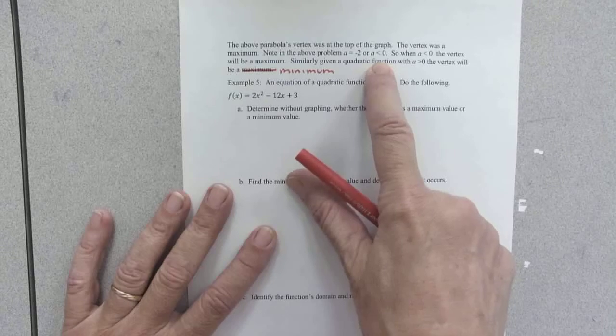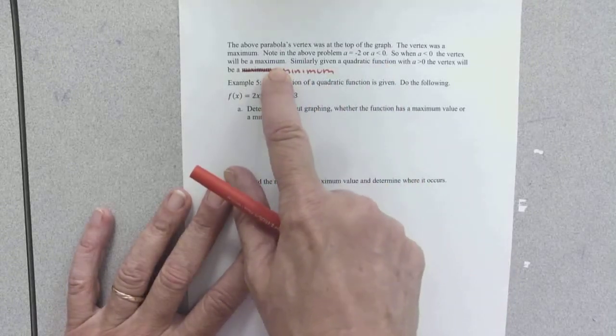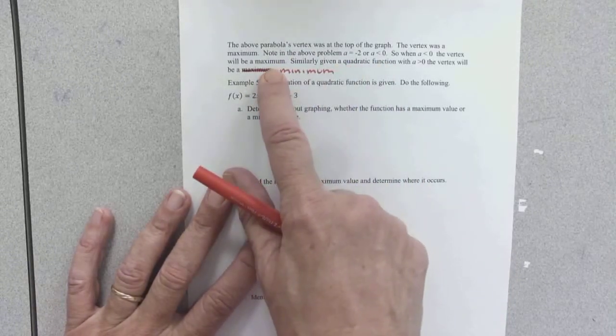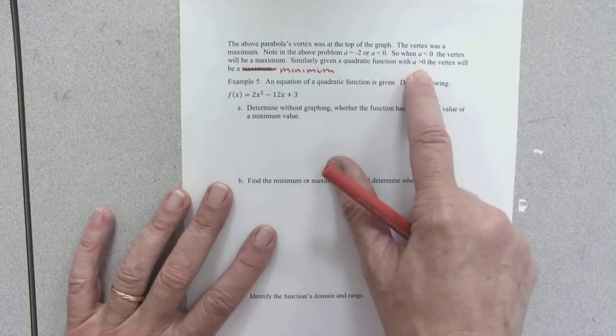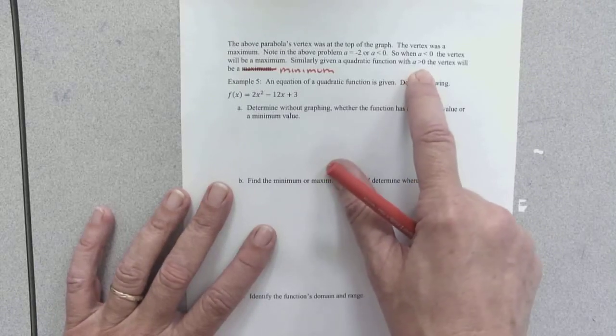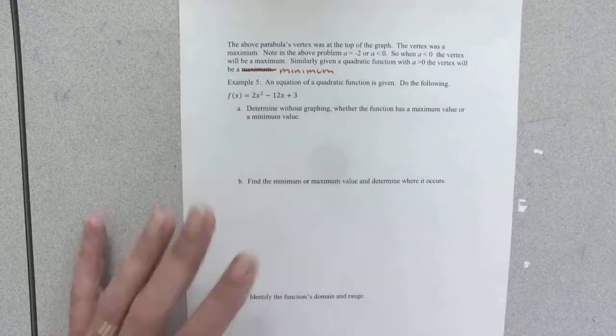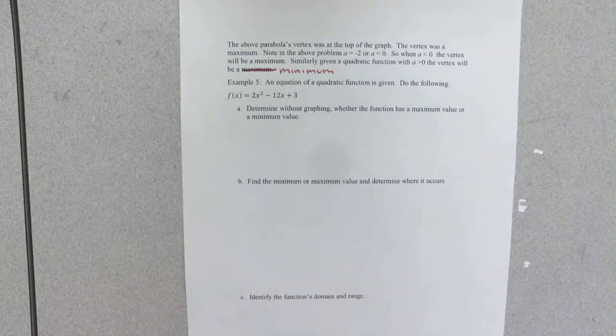If A is less than 0, if A is negative, you're going to have a maximum. If A is greater than 0, A is positive, you're going to have a minimum. So let's do this problem here.